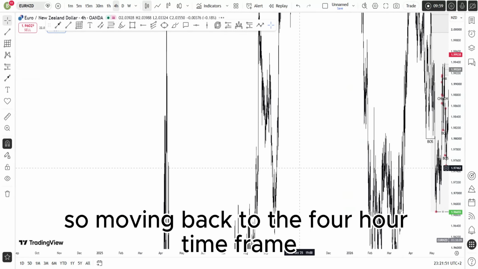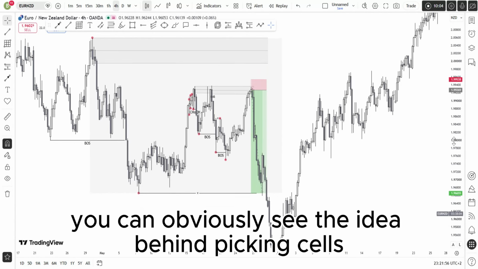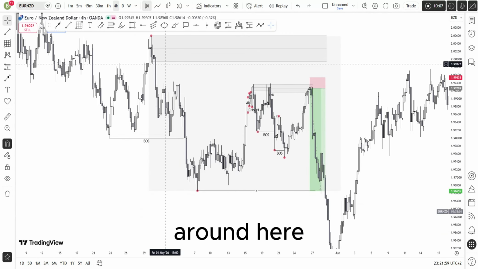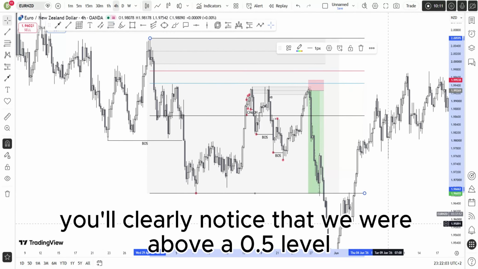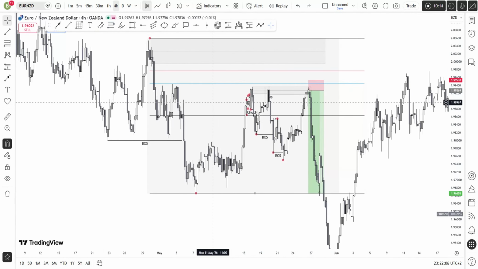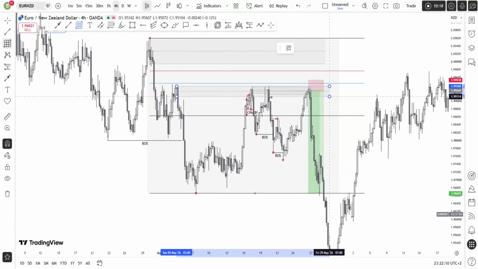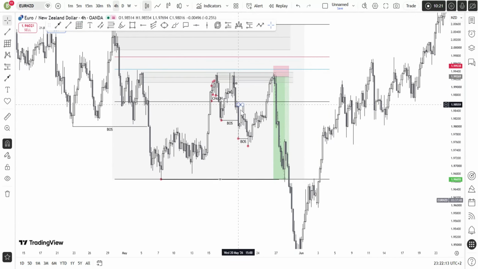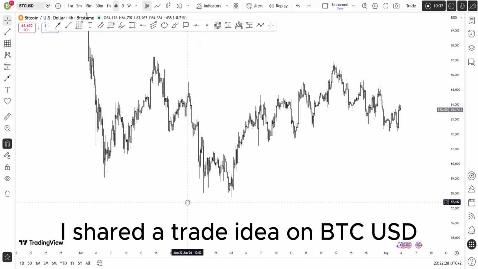So moving back to the 4-hour time frame, you can obviously see the analysis. You can obviously see the idea behind taking sales around here. Even if you take your fib tool from the high to the low, you'll clearly notice that we were above the 0.5 level. That's where we wanted to sell. So around here, this is an area of interest that we use to get these two opportunities to get the market to the downside. The setup that I shared a trade idea on BTC USD.